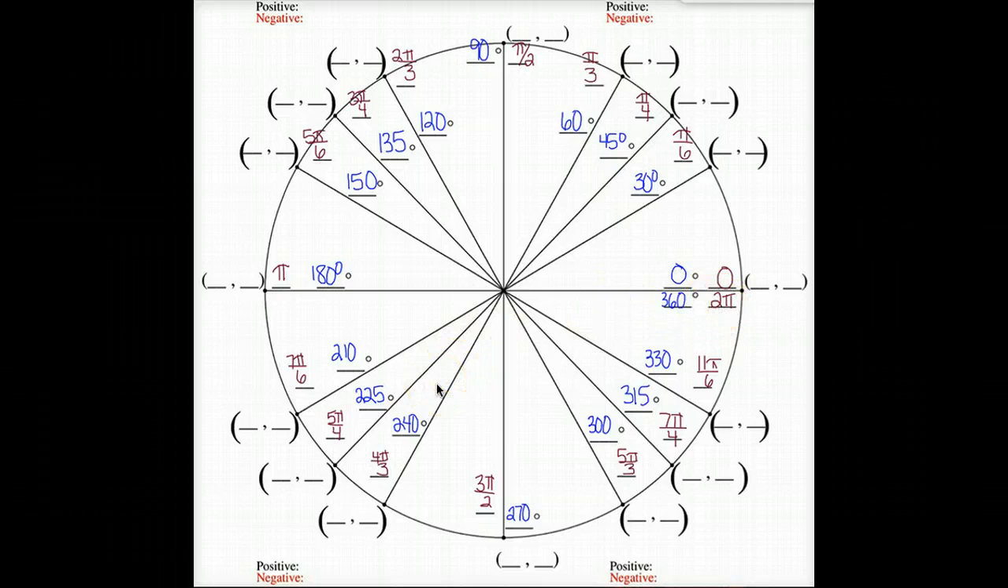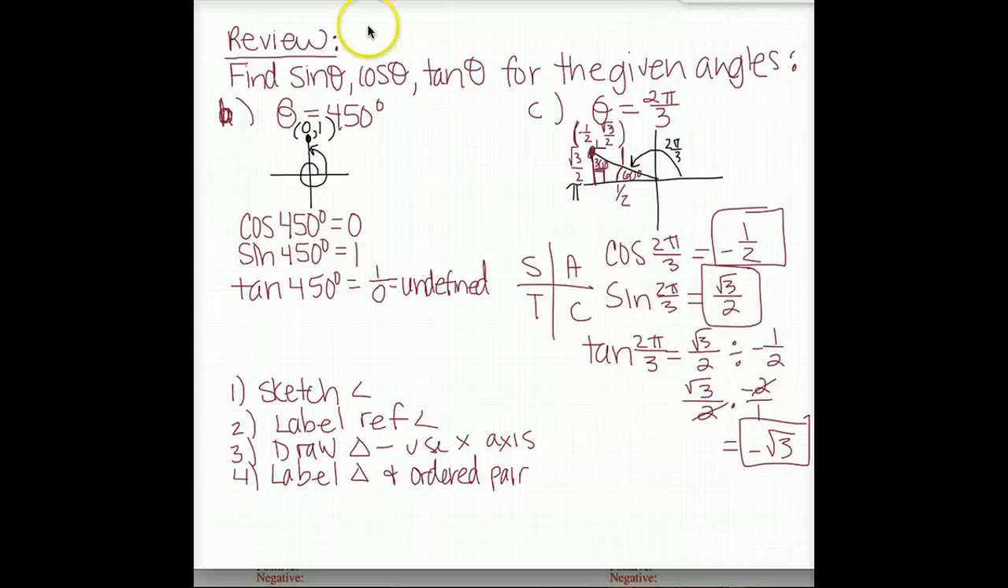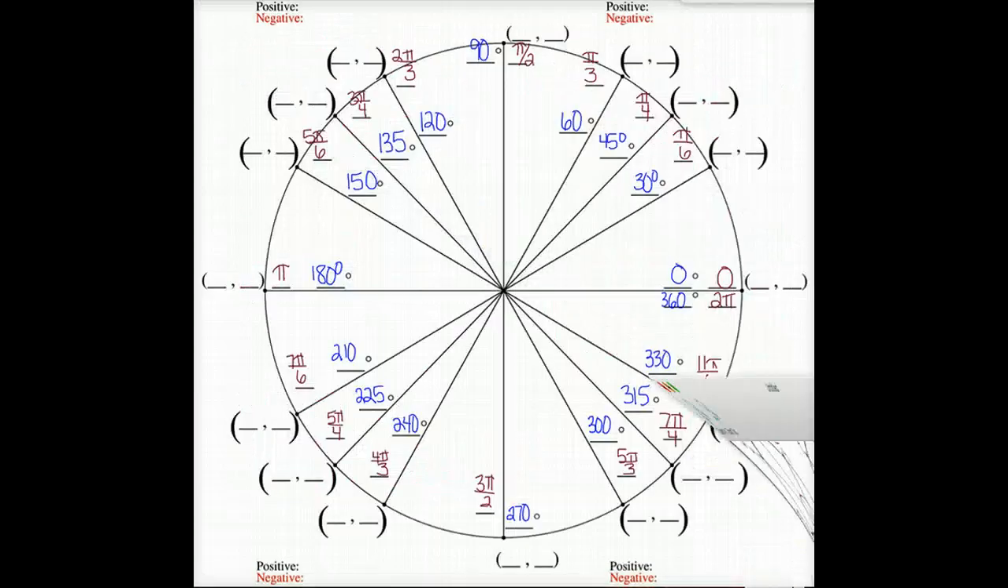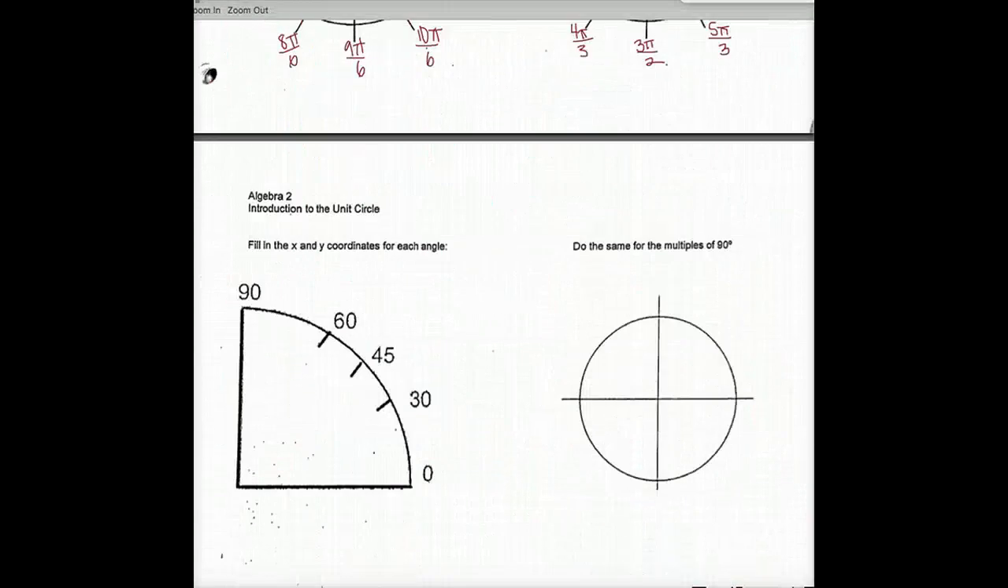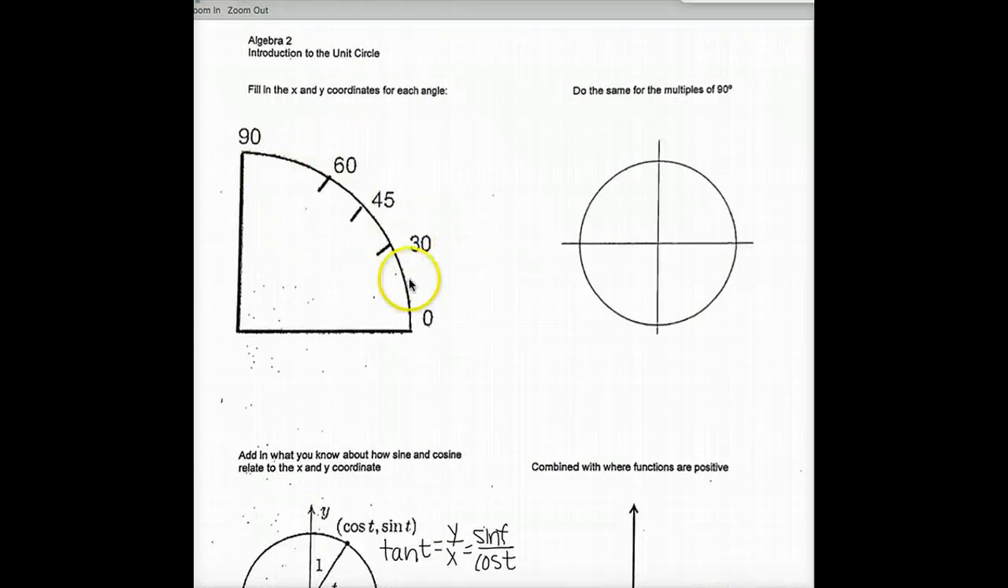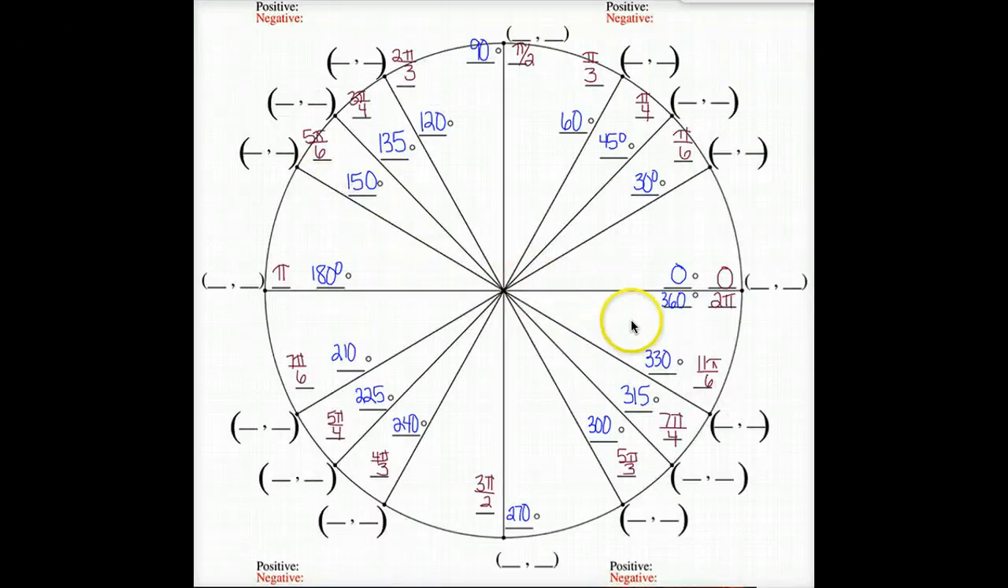Now, if you take a look at this part of your handout, you would see that we've already filled in the ordered pairs for the 30, the 45, and the 60. So we're just going back and rewriting those.